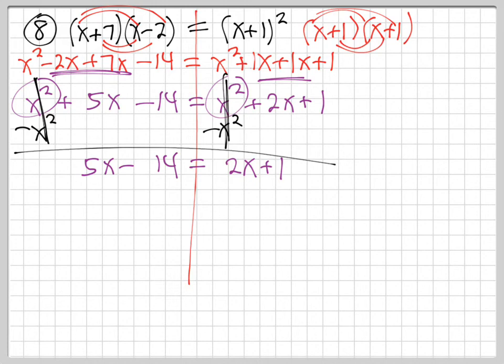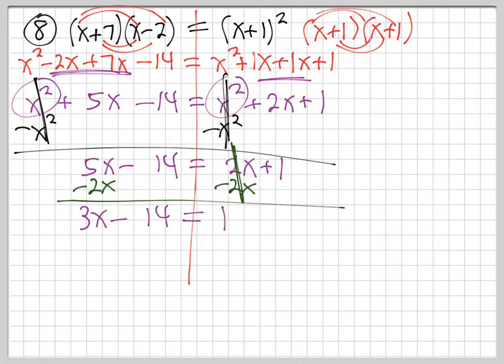You finish it up. You've got x's on opposite sides. Remember, get rid of the lower one. Do it to both sides. Get x alone. All right, so which one's the lower one? 2x is lower than 5x. So we subtract 2x from both sides. And what do we get? 3x minus 14 is 1.